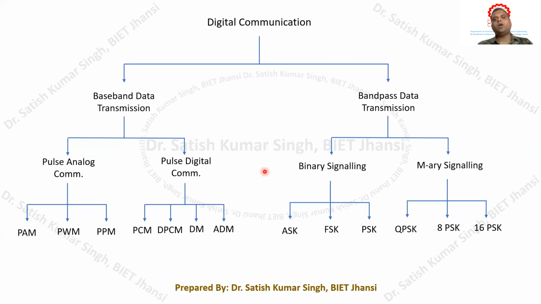So let's see how these things can be done. Here you can see in band pass data transmission, it is further divided into binary signaling and M-ary signaling, in which we have certain modulation schemes like ASK, FSK, PSK, which are known as amplitude shift keying, frequency shift keying, and phase shift keying. Similarly, we have M-ary signaling techniques, which are called QPSK, 8PSK, and 16PSK. I will be discussing all these topics, whatever falls under our syllabus.